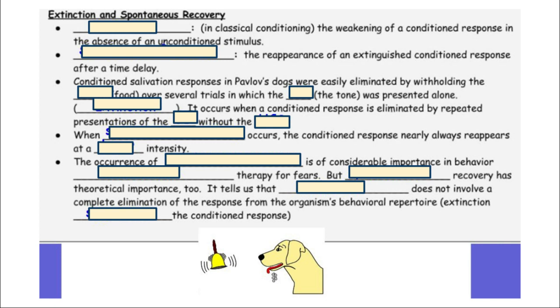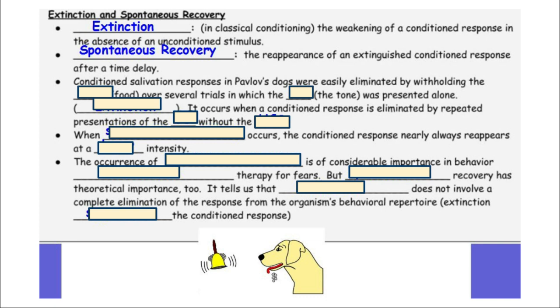All right. Extinction and spontaneous recovery. Extinction in classical conditioning is the weakening of the conditioned response in the absence of the unconditioned stimulus. So, in the case of Pavlov's dog, the conditioned response is our salivating, and the unconditioned stimulus is our food. Over a period of time, if the food disappears, the dog's going to figure that out. Spontaneous recovery is the reappearance of the extinguished conditioned response of salivating after a time delay. And so it could be several days or several presentations.